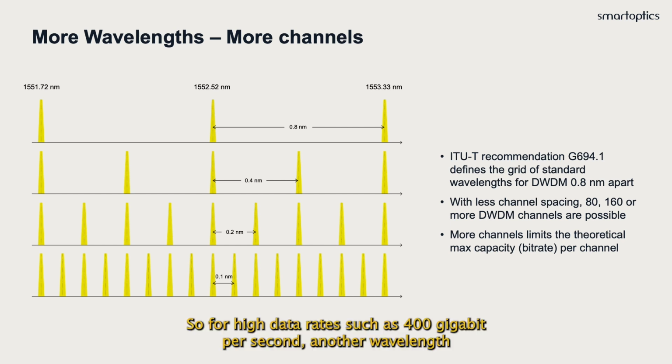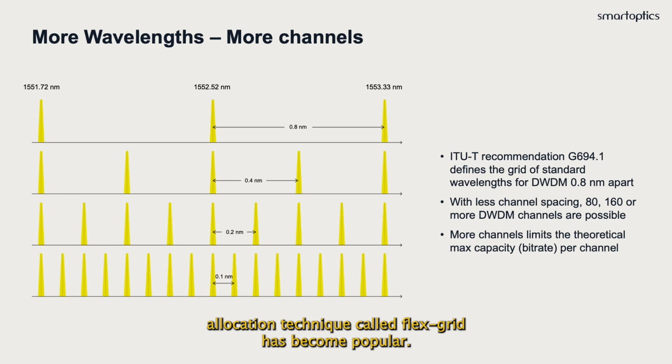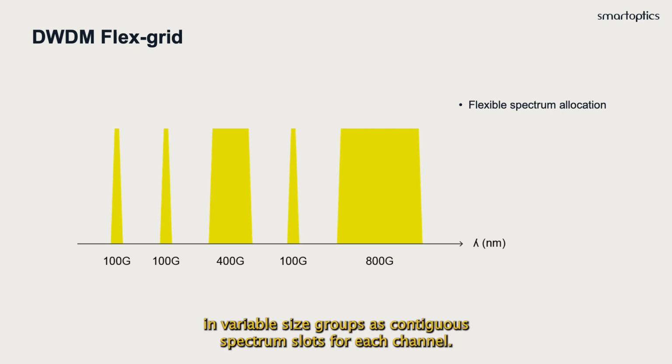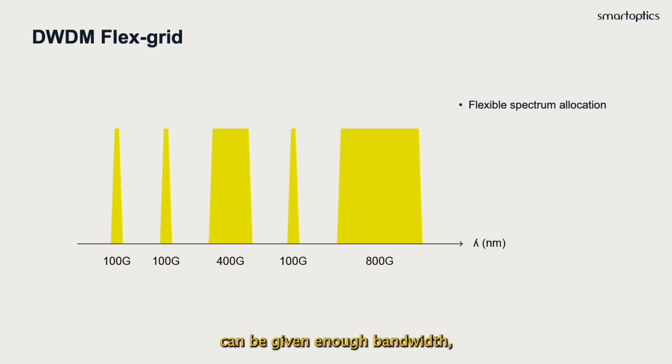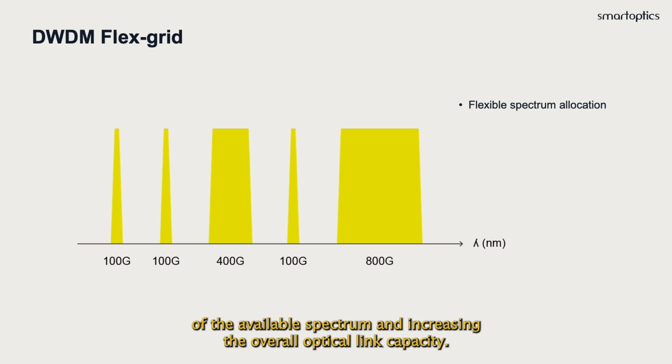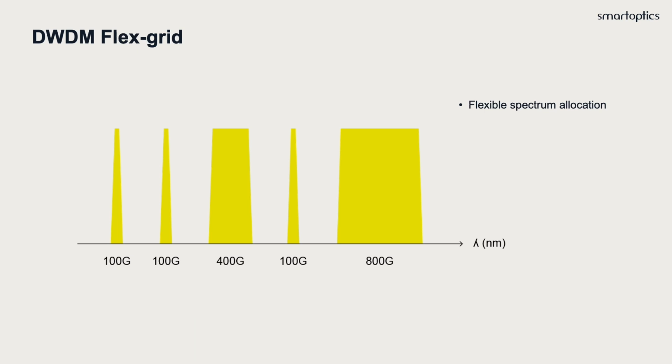So, for high data rates, such as 400 gigabit per second, another wavelength allocation technique called FlexGrid has become popular. With DWDM FlexGrid, the available spectrum is divided into small slices, which can be allocated in variable size groups as contiguous spectrum slots for each channel. This means that high-speed channels, such as 400 gigabit per second channels, can be given enough bandwidth, and that channels can be squeezed more closely together, making optimal use of the available spectrum and increasing the overall optical link capacity.